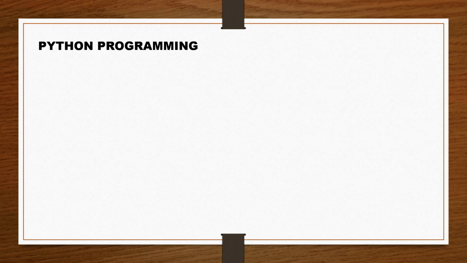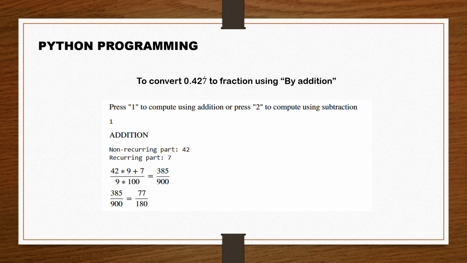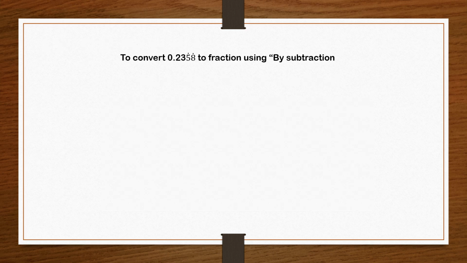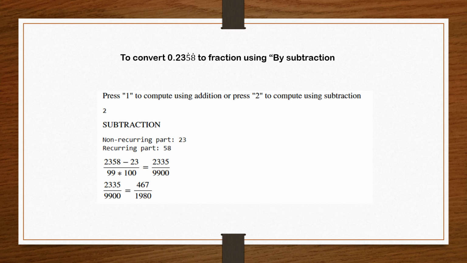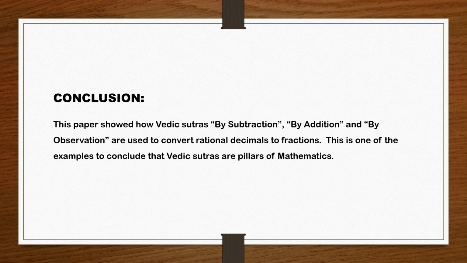As a new learner of Python programming, I have tried this in Python. This is using addition. This is using subtraction. Conclusion. This paper showed how Vedic sutras by subtraction, by addition, and by observation are used to convert recurring decimals to fractions. This is one of the examples to conclude that Vedic sutras are pillars of mathematics.